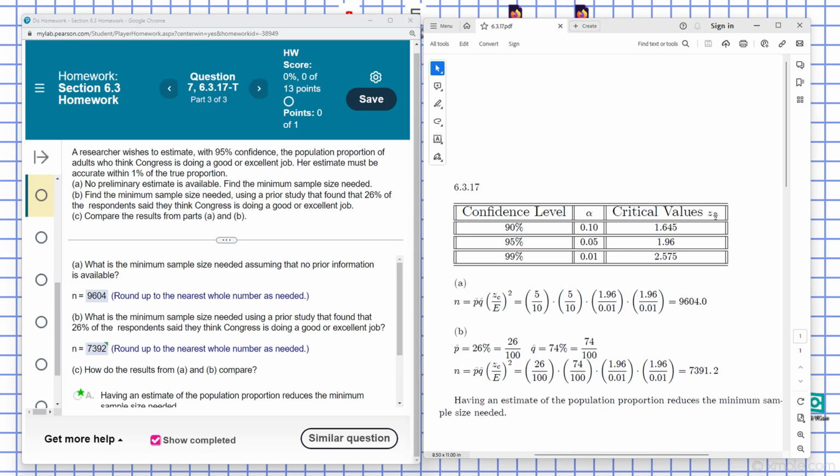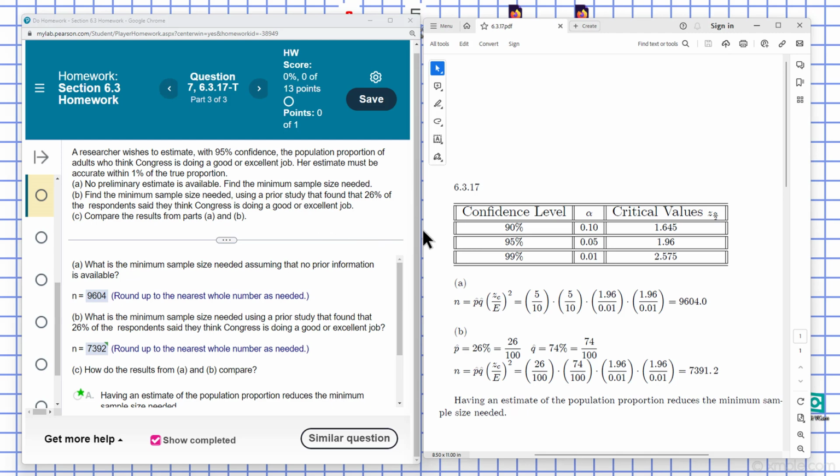This is chapter 6, section 3, problem 17. A researcher wishes to estimate with 95% confidence the population proportion of adults who think Congress is doing a good or excellent job. The estimate must be accurate within 1% of the true proportion. No preliminary estimate is available.